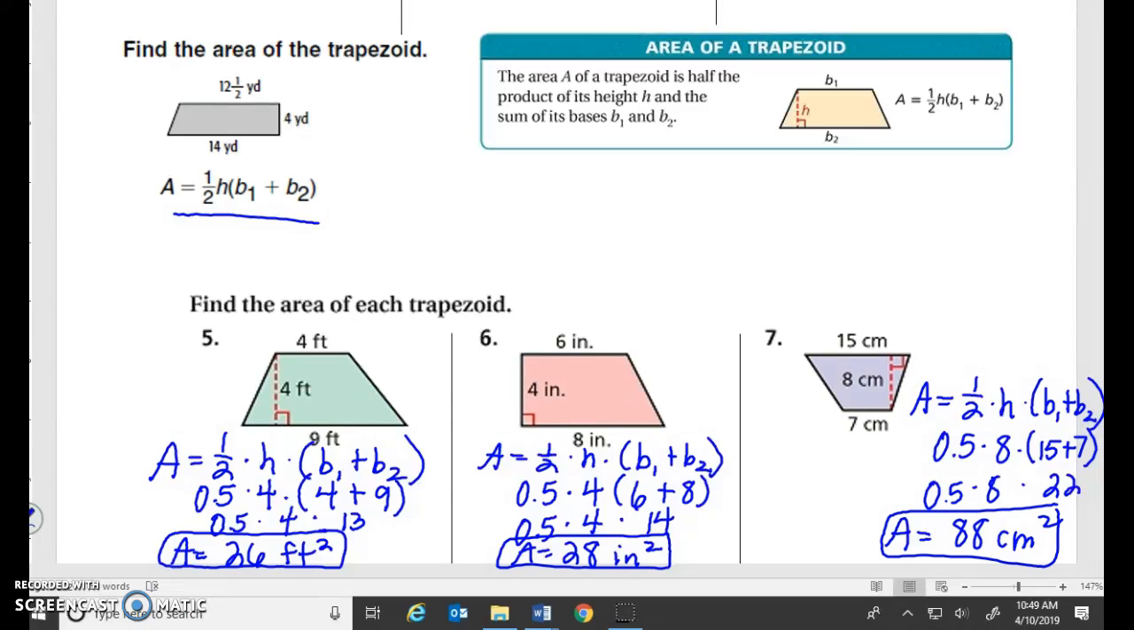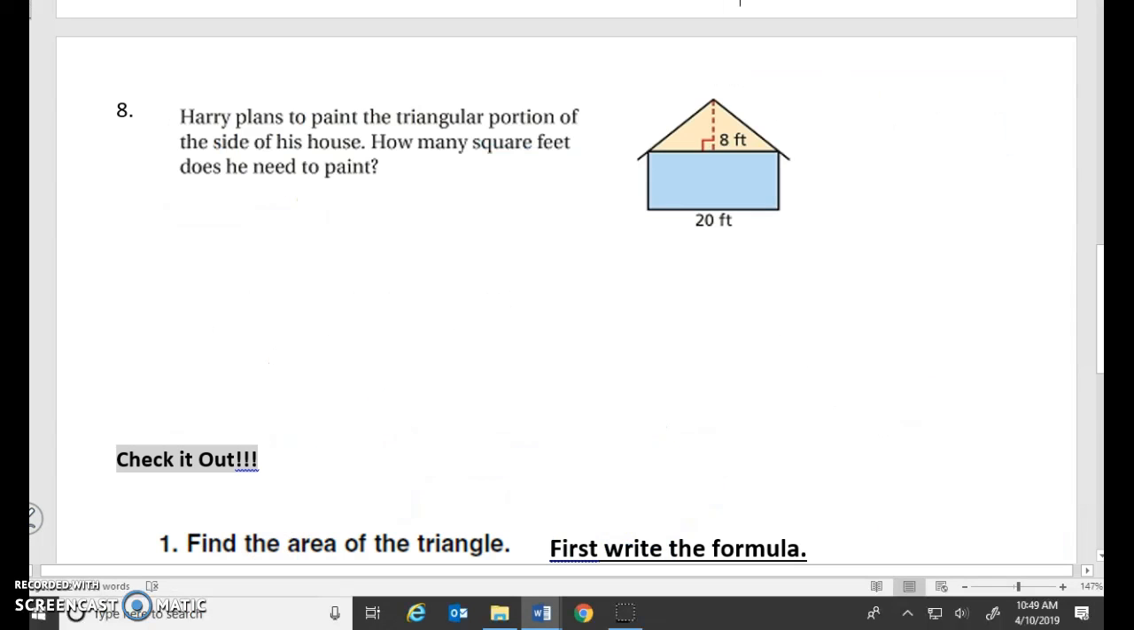Okay, let's move on. We have a story problem to do. Okay, go ahead. Harry plans to paint the triangular portion of the side of his house. How many square feet does he need to paint? Okay, so here's some important information to underline. He's going to paint the triangular portion. Remember, when you go to paint something, you're going to cover every square foot of it. Every little bit, we're going to cover it. So that tells us right there, we're going to do area, because we're covering the whole thing.